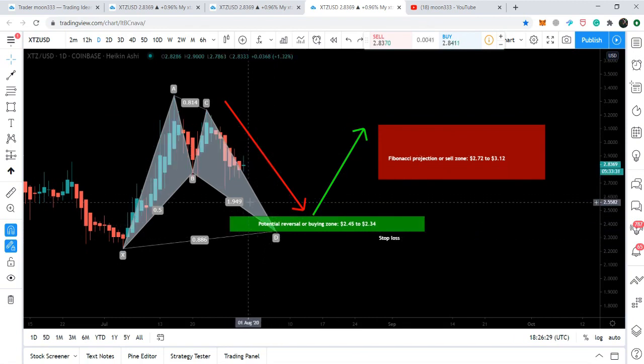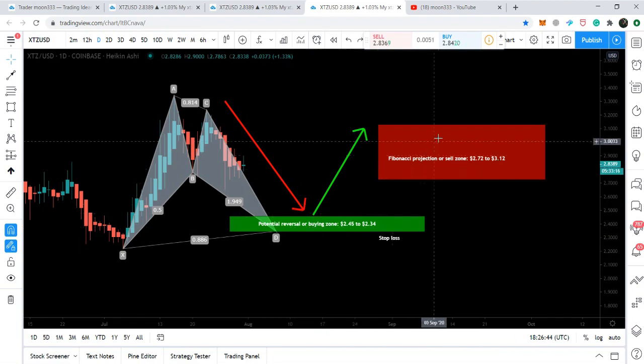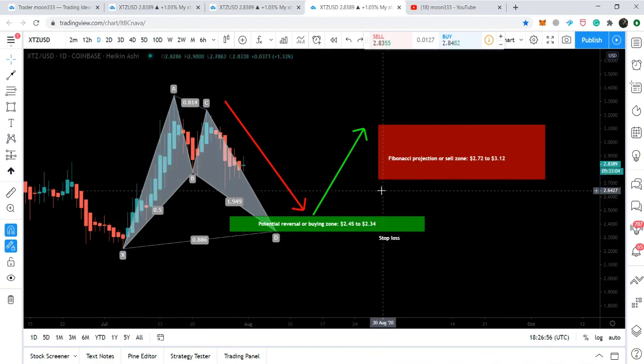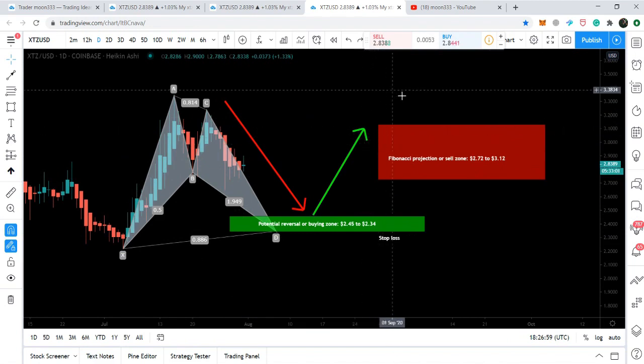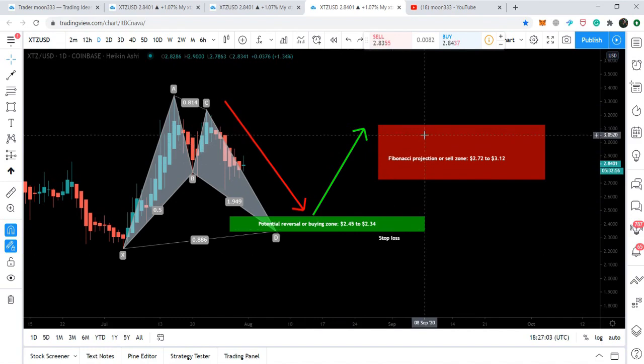And after that, the final leg of the bullish bat pattern will be completed, and that starts from $2.45 and ends at $2.34. If you want to take it as a single trade, then you can buy it here and sell it here. Then you can sell between $2.72 and $3.12, and this is the Fibonacci projection of the A to D leg, which starts from 0.382 to 0.786 Fibonacci projection level. Realistically, the price action can move into this area.